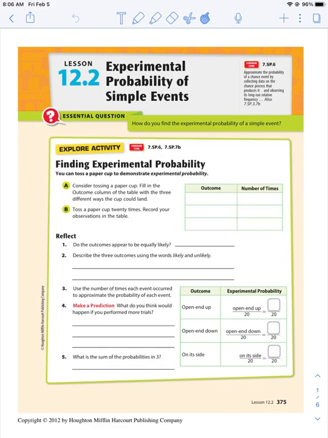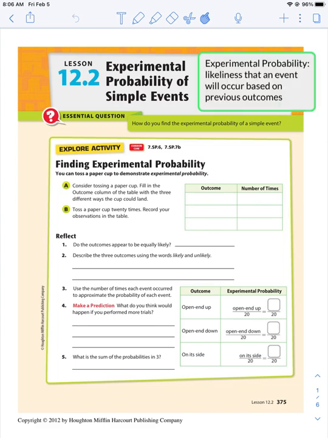Hello, 7th graders. In today's lesson, we are going to be calculating experimental probability. So remember, experimental probability is the likeliness that an outcome is going to occur based on previous outcomes. And notice I just added that vocab word up here. That's going to be pretty important for today's lesson.